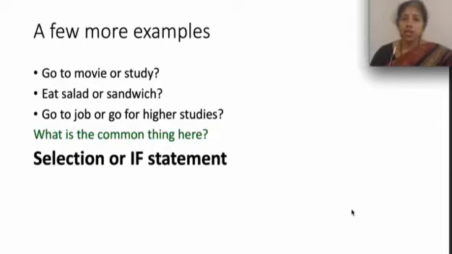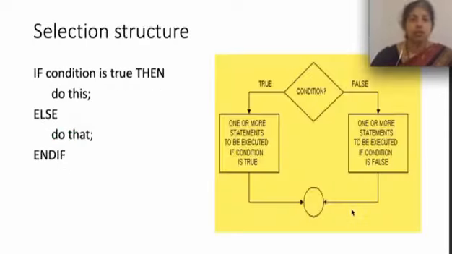So this can be indicated in a programming language by a selection statement or if statement. This is the selection structure. You can see in this, if this condition is satisfied, that is if it is true, then one or more statements are to be executed. If the condition is false, then again a separate set of statements will be there to be executed. So you have to select the path, either the true path or the false path.